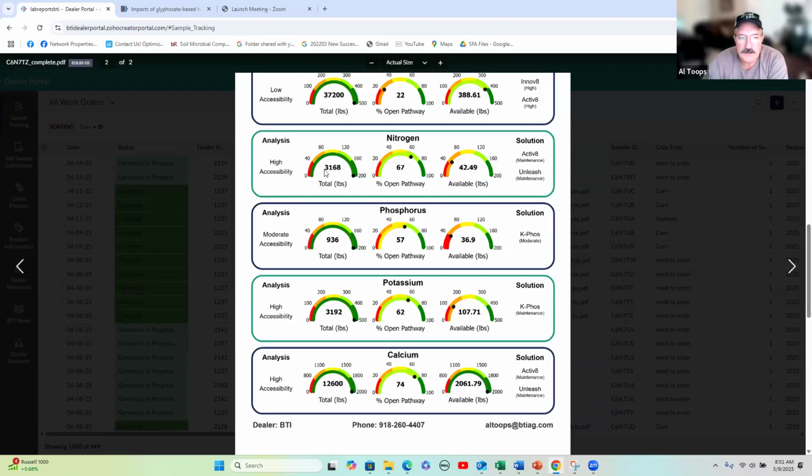That's why I like this total nutrient. We've got 3,000 pounds in this particular case. That's what we need to be focusing on, I think: how can we get that nitrogen available? This is a total story.